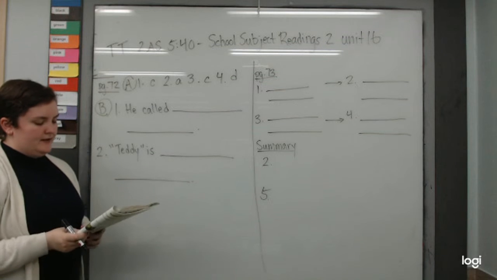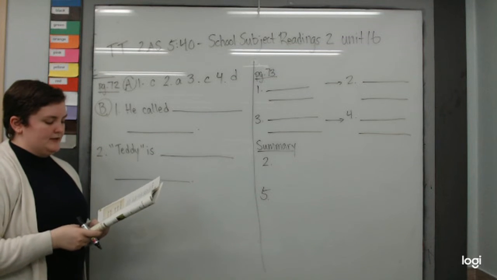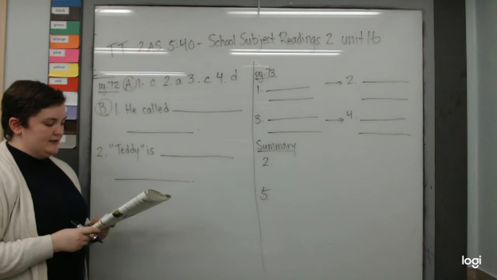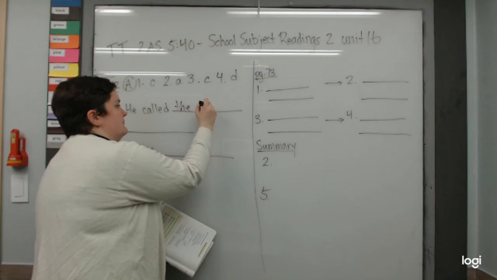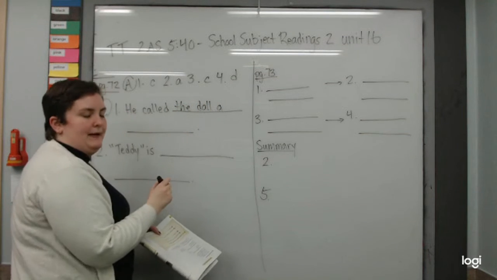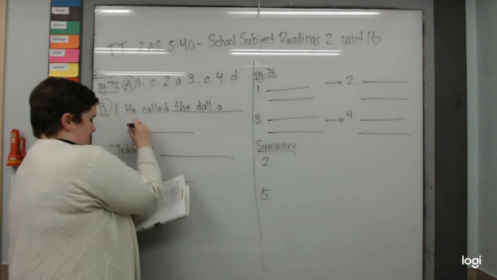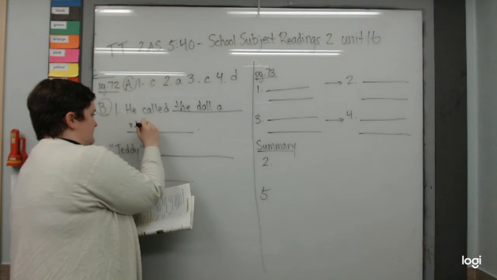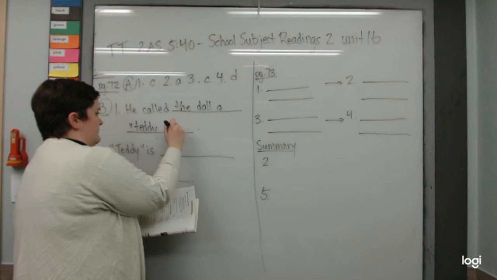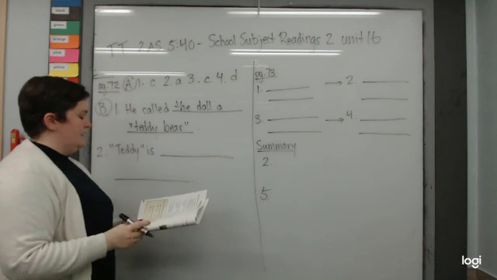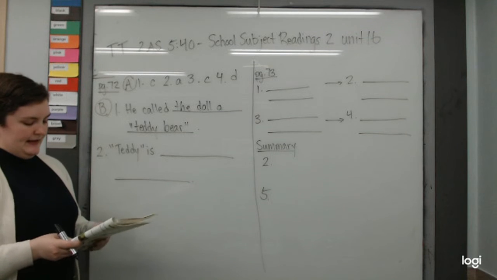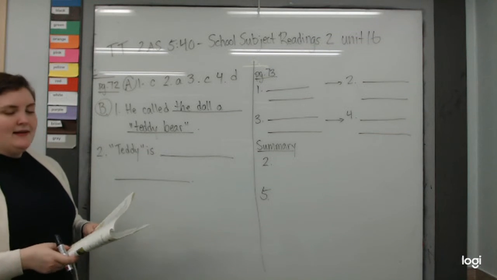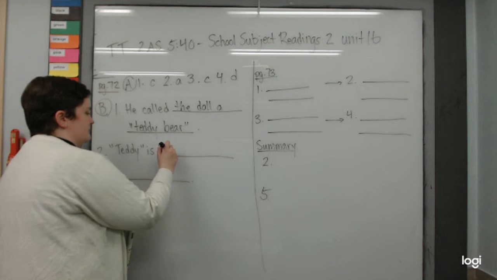Okay, part B. Number one, what did Morris Mictum call the doll he made? He called the doll a teddy bear. Number two, why did Mr. Mictum choose this name? Answer, Teddy is a nickname for Theodore.